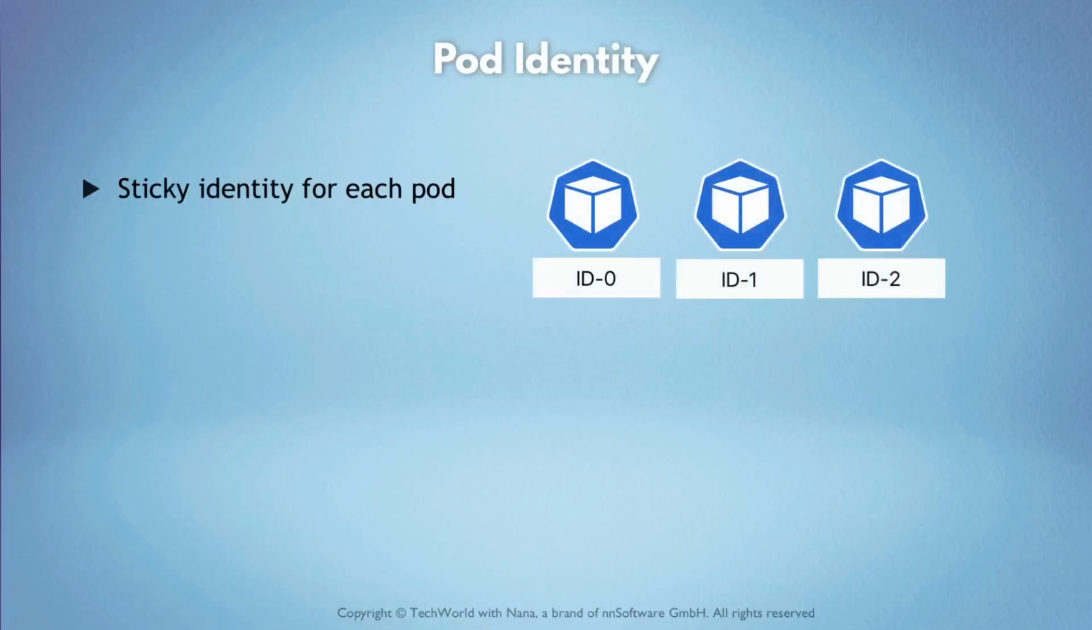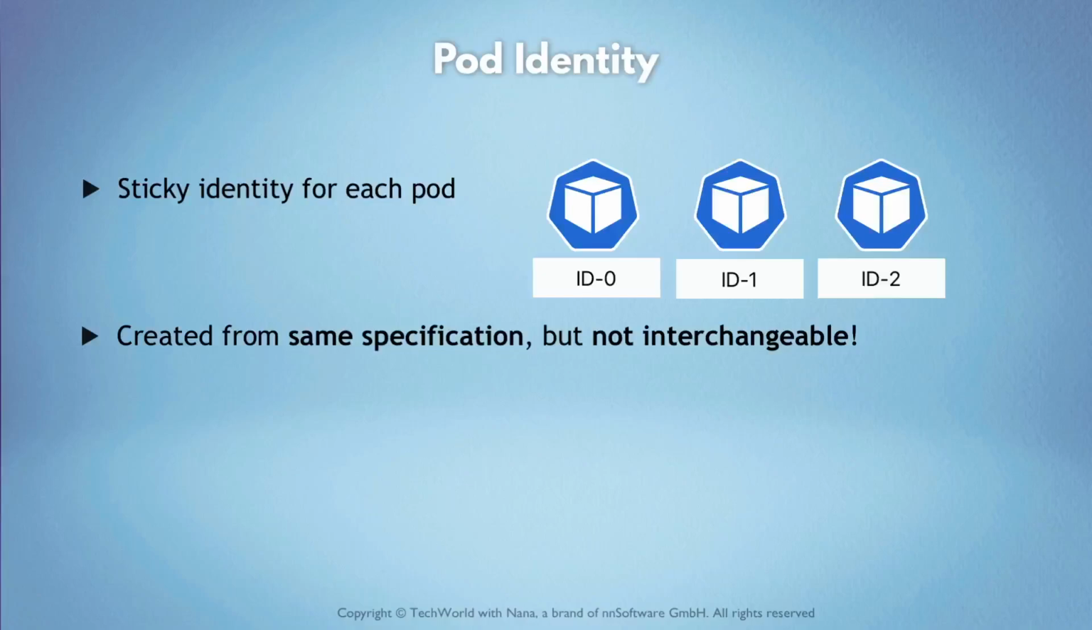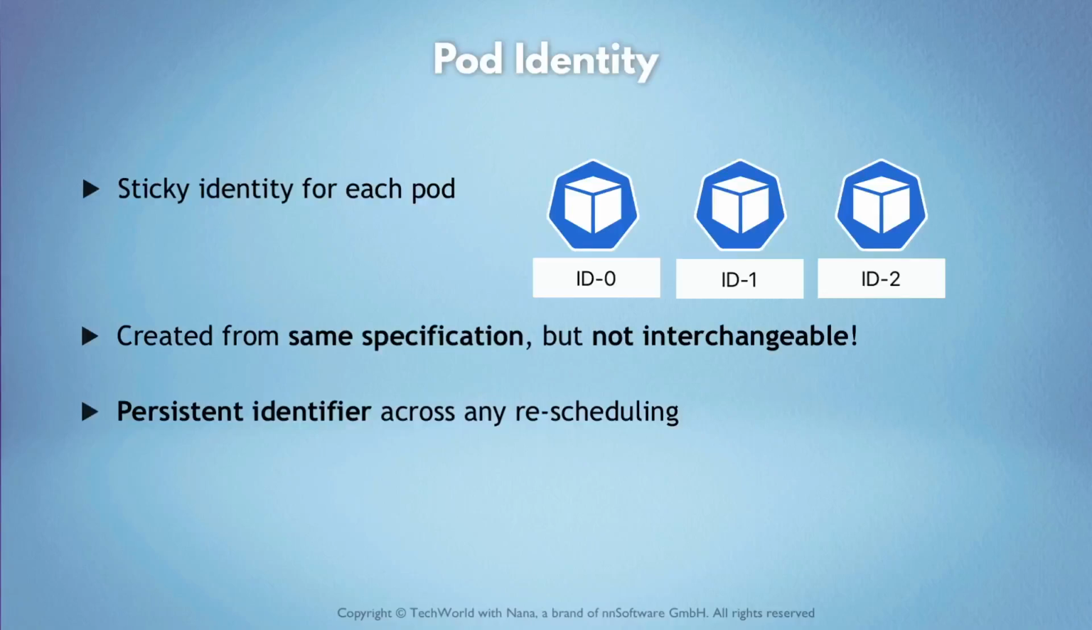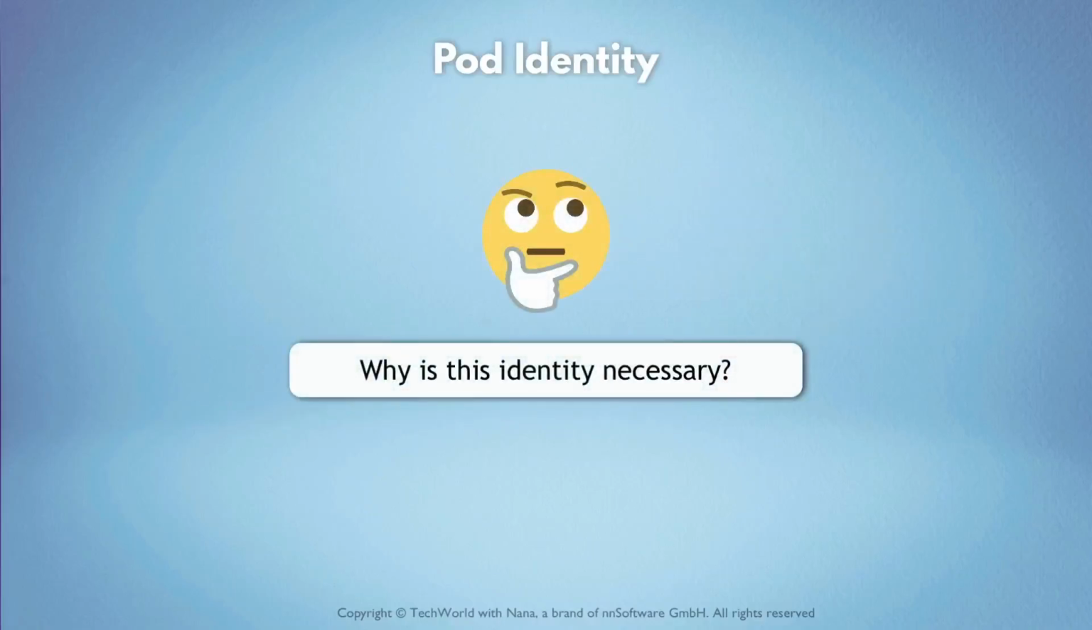And as I said, these pods are created from the same specification, but they're not interchangeable. Each has a persistent identifier that it maintains across any rescheduling. So meaning when a pod dies and it gets replaced by a new pod, it keeps that identity. So the question you may be asking now is, why do these pods need their own identities? Why can't they be interchangeable just like with deployment?